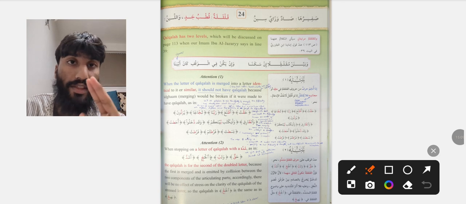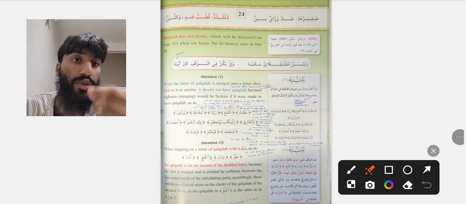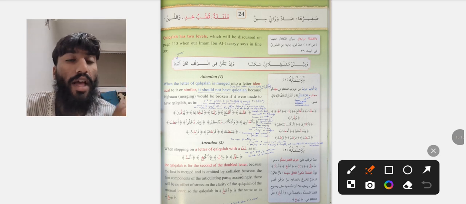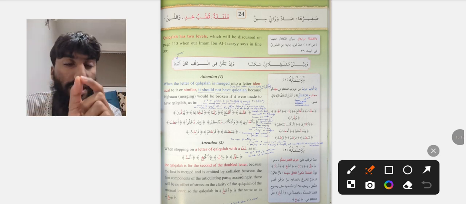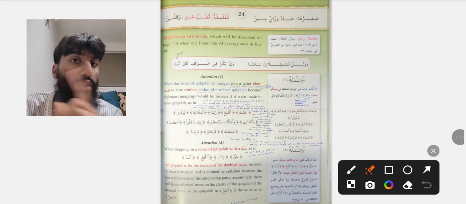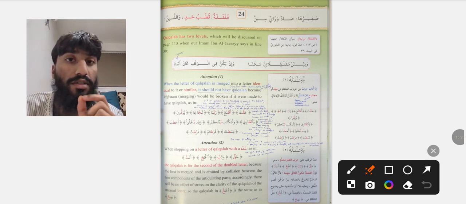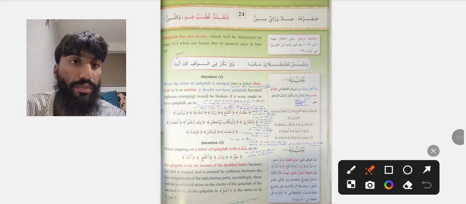Thadja, like that. That's how you merge them. Originally it would have been Thadj and Ja, and they're merged together now. So now they're merged, you cannot do qalqala, you must merge them. Thadja, you can't do Thadj-ja, no, Thadja. See? That's the first attention point.